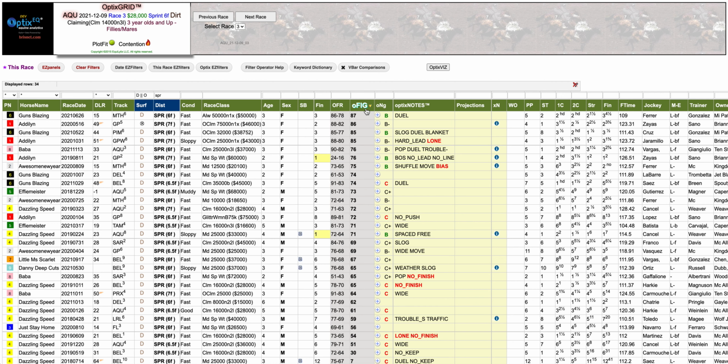Hopefully this was interesting and showed you another technique to use with Optics Plot, Optics Grid, and Optics Notes to evaluate the form of these horses and do a proper analysis.